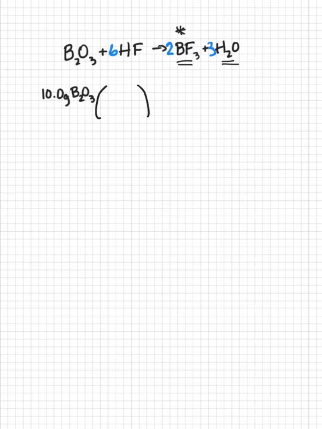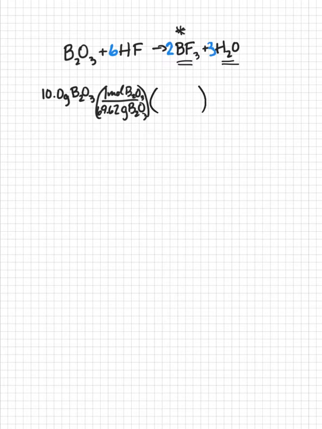So first thing I'm going to do is change my grams of B2O3 to moles of B2O3. If I calculate up my molar mass, I have 2 times the mass of boron plus 3 times the mass of oxygen, and so I get 69.62 for my molar mass of the diboron trioxide. So I've got that number in there, so I'm at moles of that.